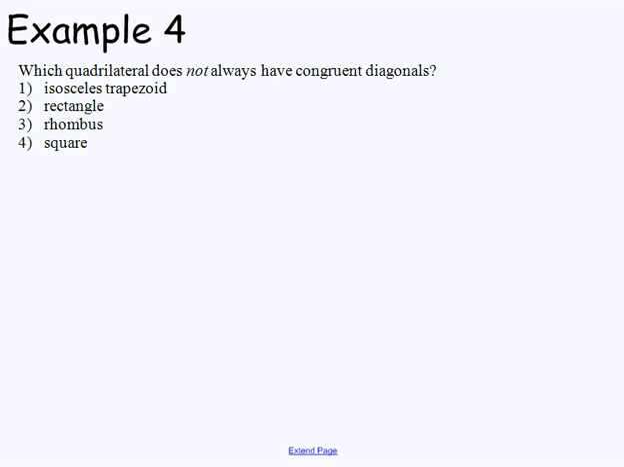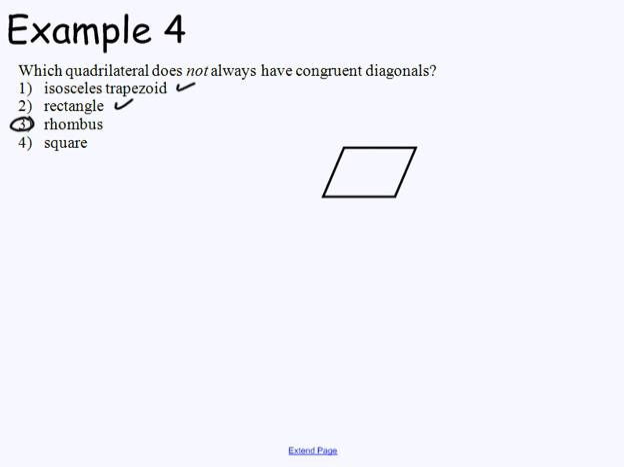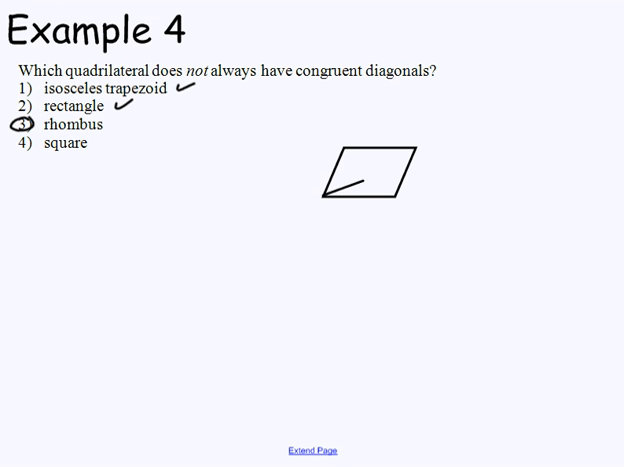Example 4 says, which quadrilateral does not always have congruent diagonals? An isosceles trapezoid does, a rectangle does, and it says does not always have, that would be a rhombus. And I mean, look, the other thing you could do is you can also draw a rhombus, and you will see that if you draw the diagonals, this diagonal is going to be longer than this one.